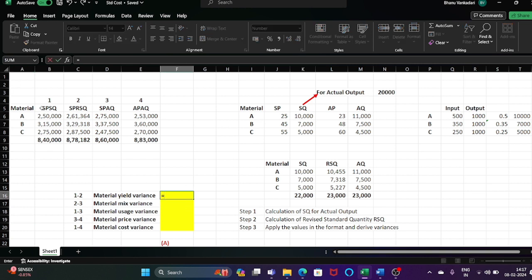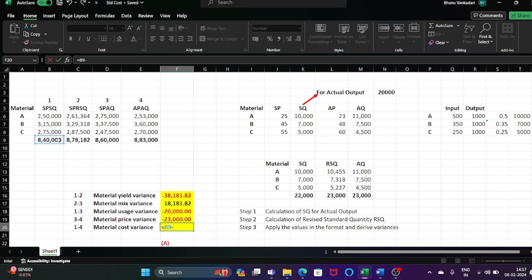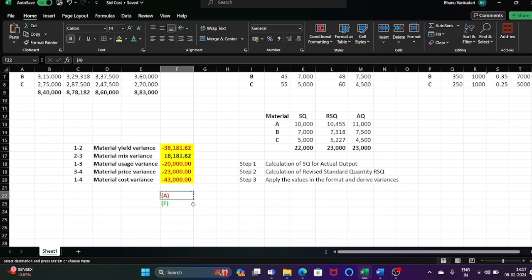1 minus 2. Here 1, 2, 3, 4 are there. 1 minus 2, 2 minus 3, 1 minus 3, 3 minus 4, 1 minus 4. So this is the result. If negative is adverse, so this is adverse, adverse, adverse, adverse, and this is favorable.